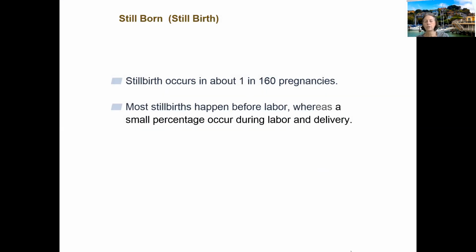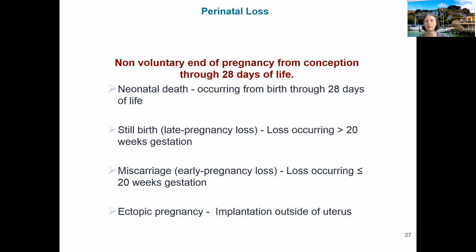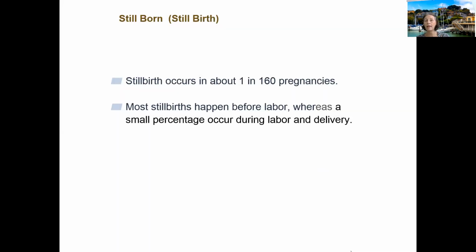Stillbirth, and again, stillbirth, is loss after 20 weeks. So we reach the age of viability. We're going to have a healthy baby. Yay. Then the baby's lost. It happens in about 1 out of every 160 pregnancies. Most happen before labor. Every once in a while, it does happen during labor and delivery, so the baby dies in utero during the labor process. They come into labor with what we think is a healthy baby, and then something happens.